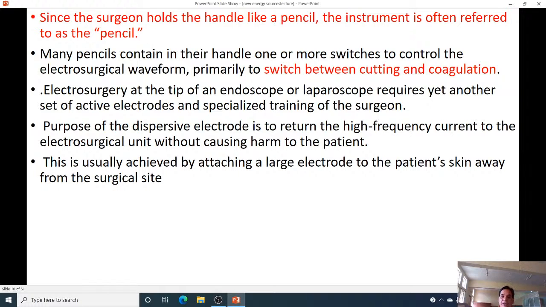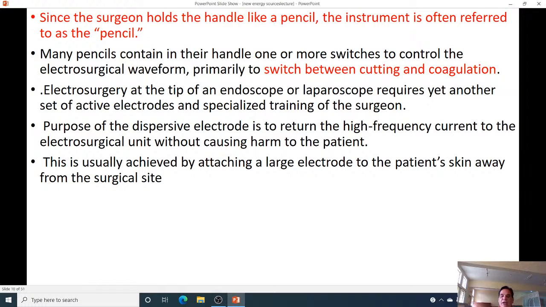In all these cases, this electrosurgical process appears at the tip. Very important. It appears usually at the tip, mainly for endoscope and laparoscope. In open surgery, the whole tip, that means the side of it also, has got current. So you are not supposed to touch anything with the side, you must touch with the tip. Otherwise, more problems will occur.